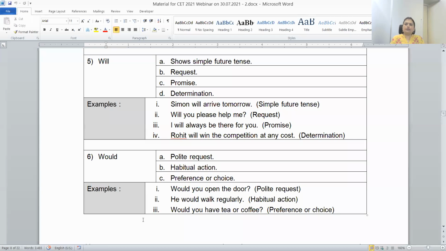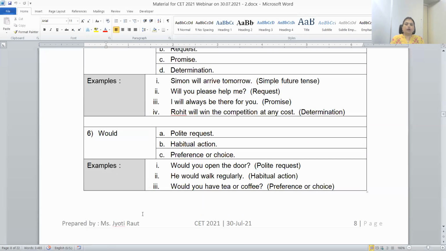Now see, would you open the door? Definitely shows you polite request. He would walk regularly. Doesn't it tell you something about his walking, his regular walking? So it's a habit, habitual action. And if you ask somebody, what would you like to have? Tea or coffee? So I'm asking that person's preference. What will he or she prefer to have? So would shows preference or choice in number 3.